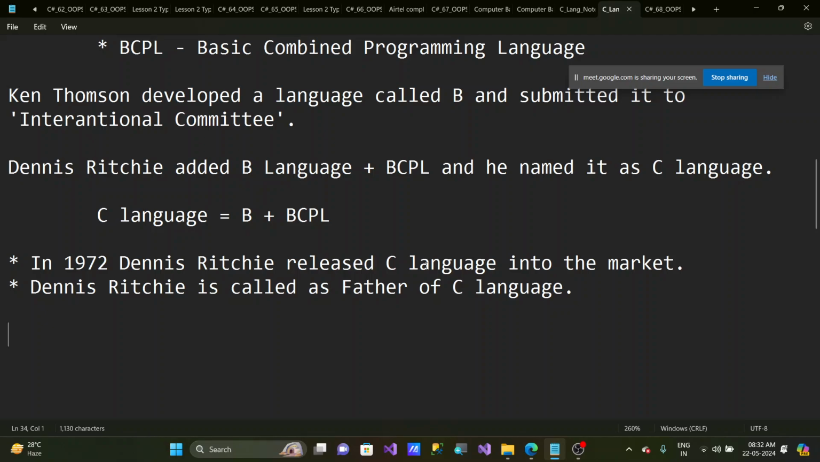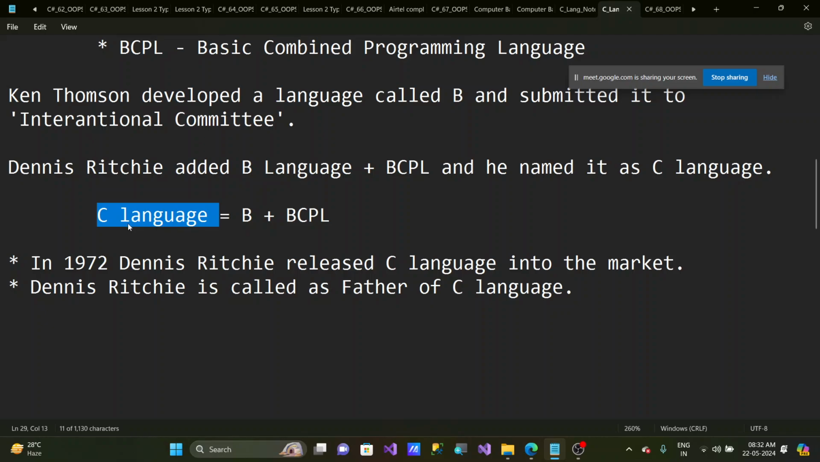And why did they name it C language? Why not A, B, C like that? People will say there is an A language, but there is no actual proof for it. But B is there, and it was written by Ken Thompson, and that was given to an international committee, which is led by Dennis Ritchie. Finally, he added B plus BCPL and named it C language.